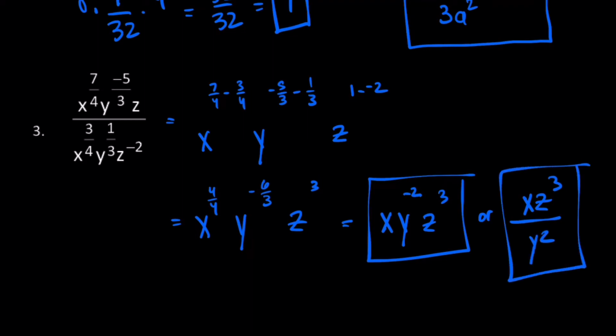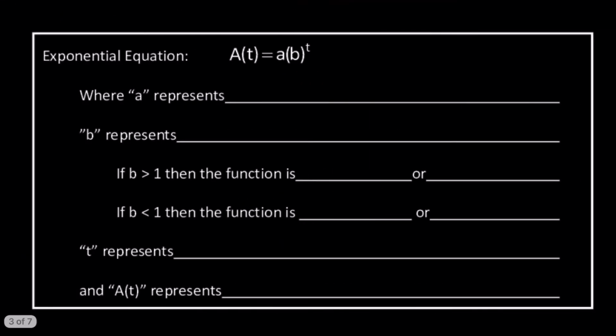All right, let's get to our applications. Our exponential equation, A of t equals a b to the t. So notice it's very similar to what we've been dealing with, y equals a b to the x, right? If we're just talking about the coordinate plane. This and that represent the same things they do on the coordinate plane. A represents our initial value. Okay, it'll end up being our y-intercept, if you remember that from the last lesson.